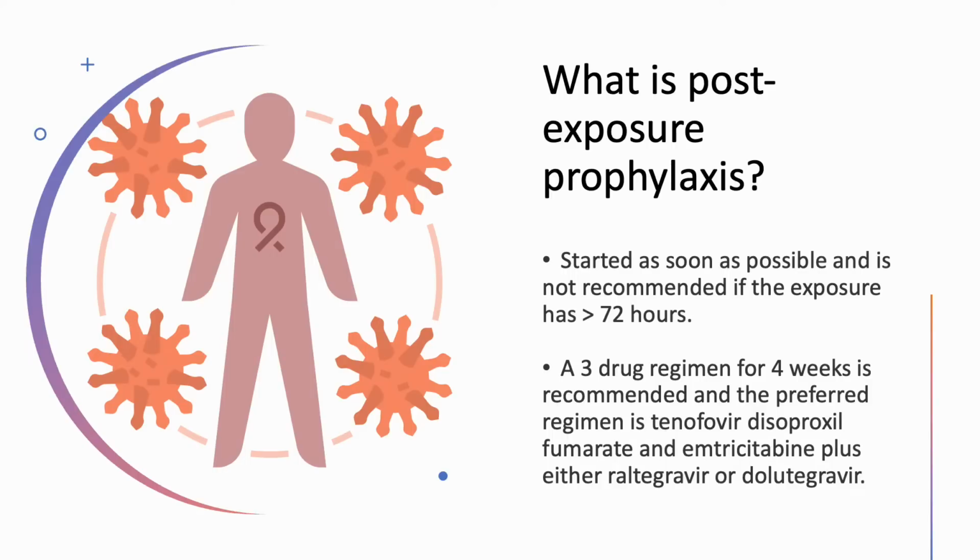What about post-exposure prophylaxis for HIV? In post-exposure prophylaxis, the medication should be started as soon as possible and is not recommended if the exposure has been more than 72 hours. A three-drug regimen for 4 weeks is recommended, and the preferred regimen is tenofovir plus emtricitabine plus either raltegravir or dolutegravir.